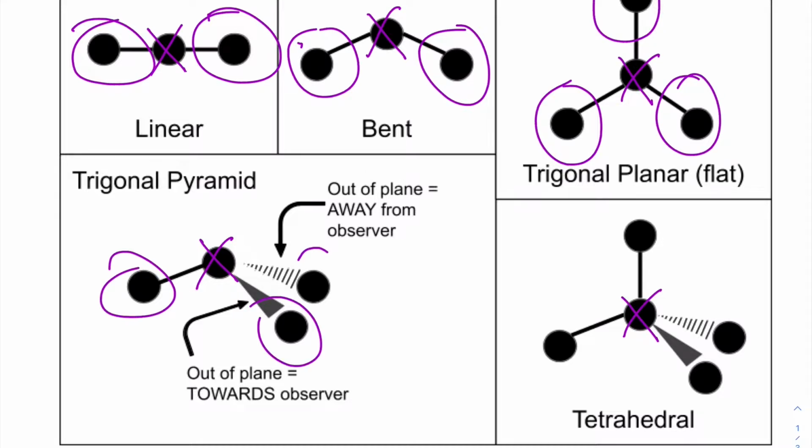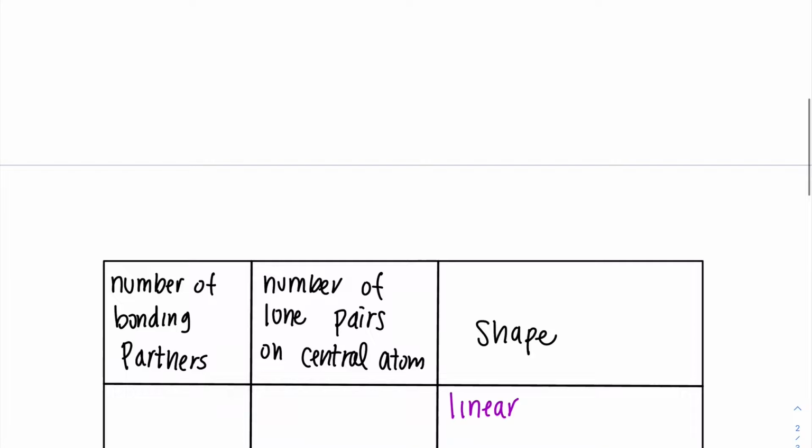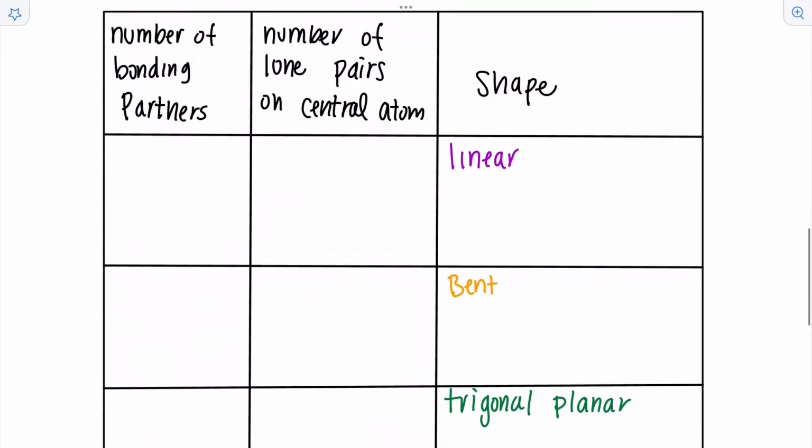The bonding partners and the central atoms and the lone pairs of electrons that surround either the central atoms or the bonding partners are essential to predicting the molecular geometries. I'm going to go through and fill in this table for you so you can see how the bonding partners and number of lone pairs affect the shape.